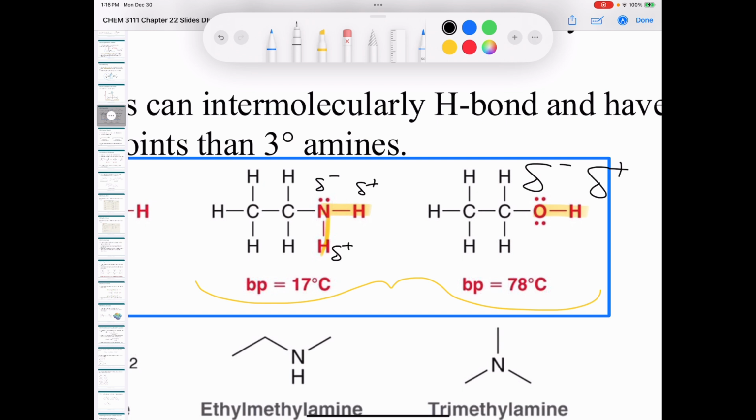And so, yes, an amine can participate in hydrogen bonding, no argument on that, but it's not going to be as strong as that of an alcohol. And that's why we see such a marked difference in their boiling points.